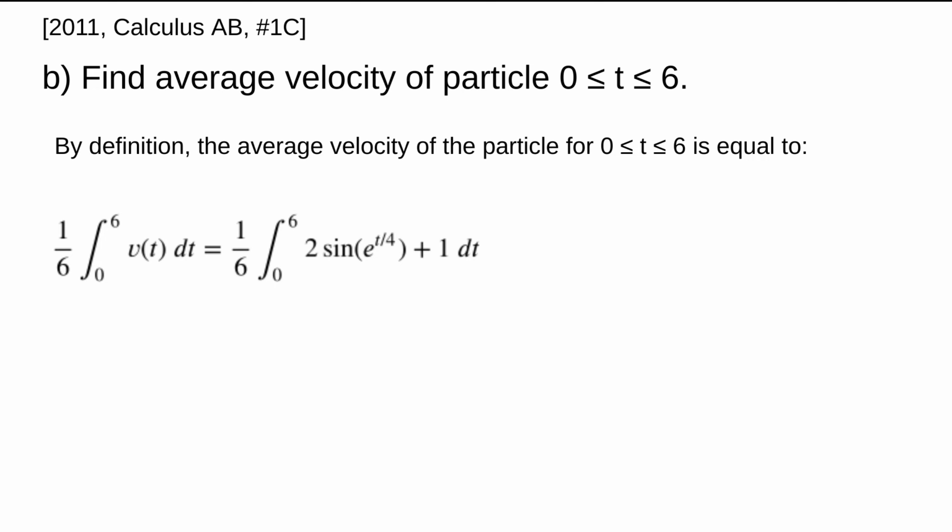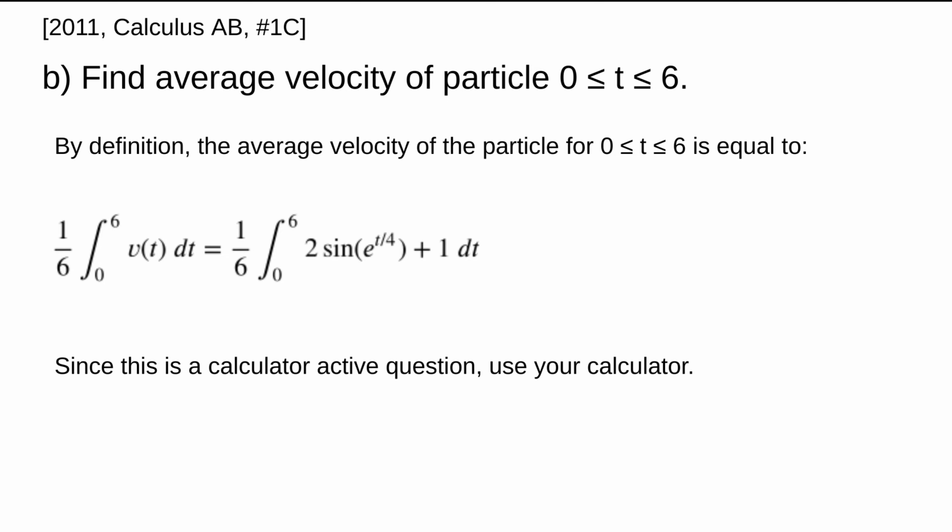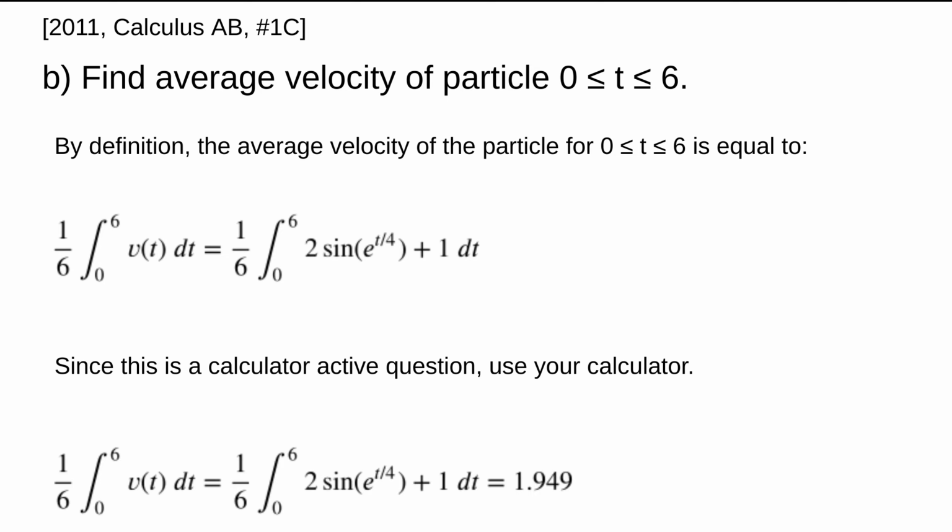That would be given to us by the value of the integral from 0 to 6 of v of t dt multiplied by 1/6. So we need 1/6 the integral from 0 to 6 of 2 times the sine of e to the t over 4 plus 1. Again, this is a calculator active question. We're not going to do this by hand. So use your calculator, and we get an average value of 1.949 after we multiply by the 1/6.